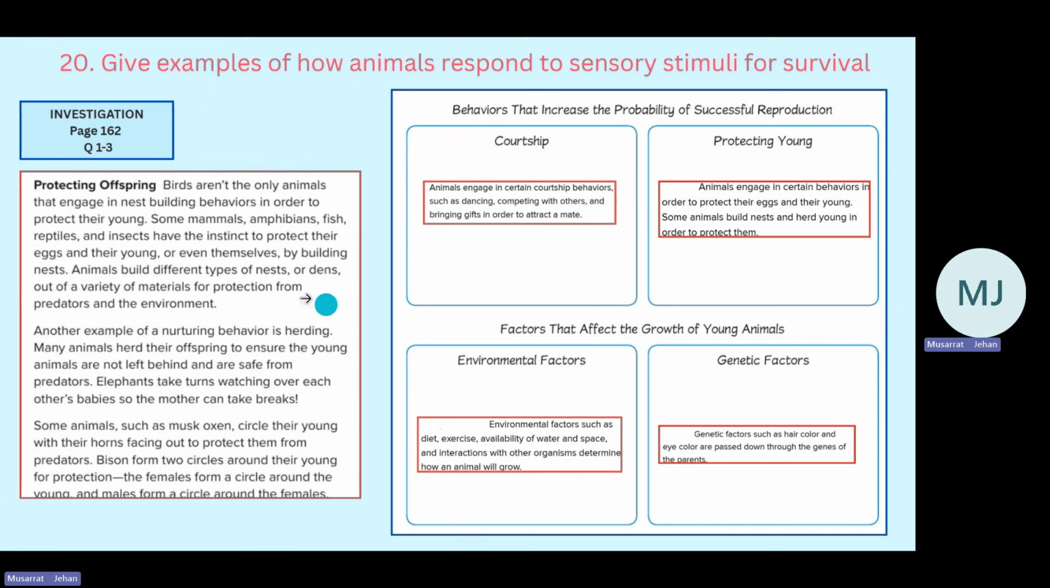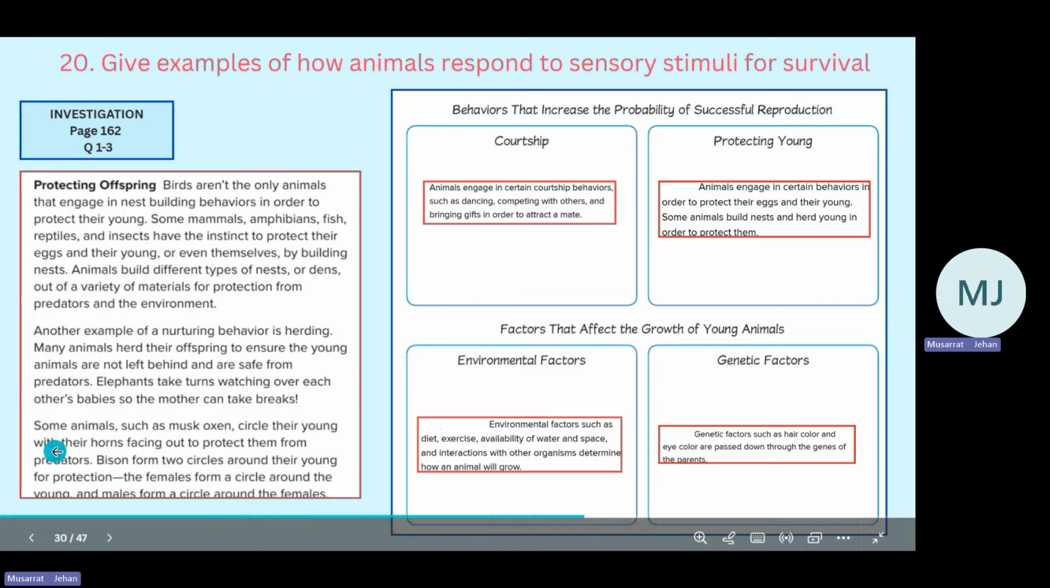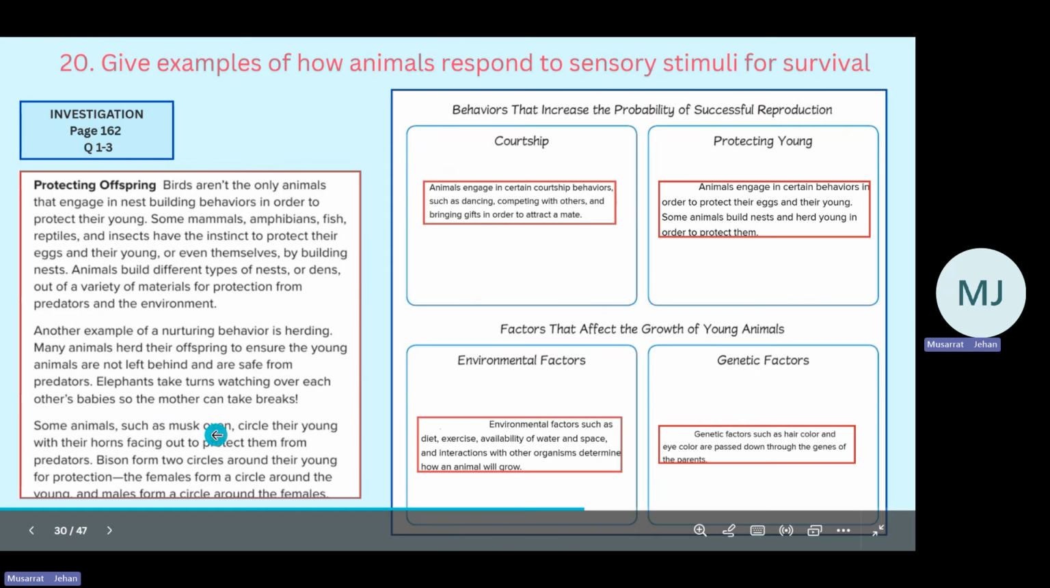Another behavior is called herding. You should know what herding is. Many animals herd. Herd means they collect together, many together, with their offspring to ensure the young animals are not left behind and are safe from predators. Elephants take turns watching over each other's babies so that the mother can take rest. Some animals, such as musk oxen, circle their young with their horns facing out, so they're protecting the young.